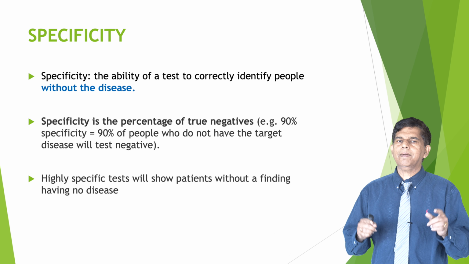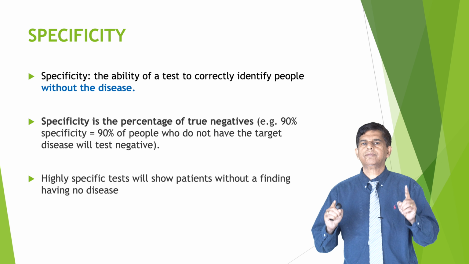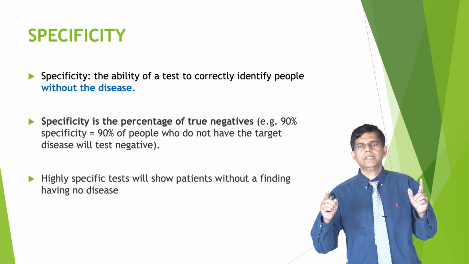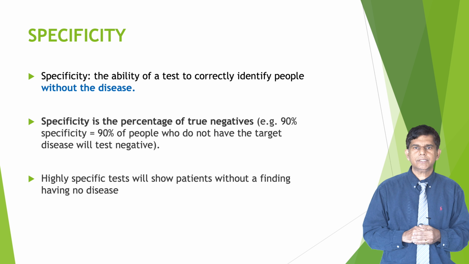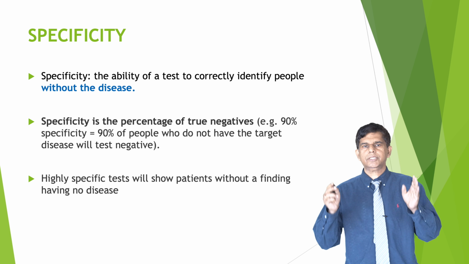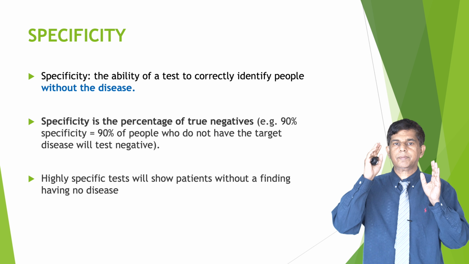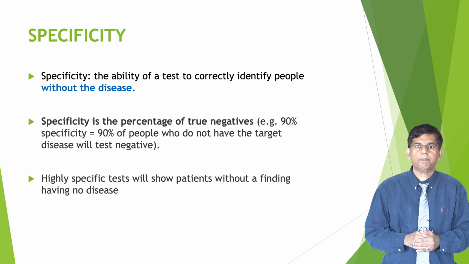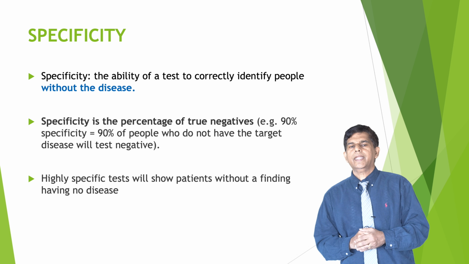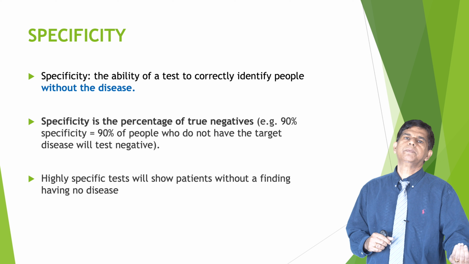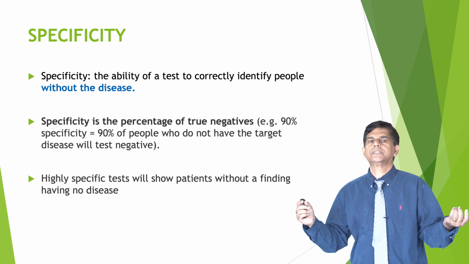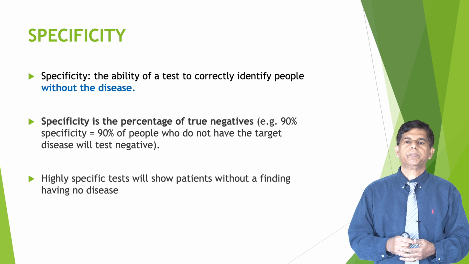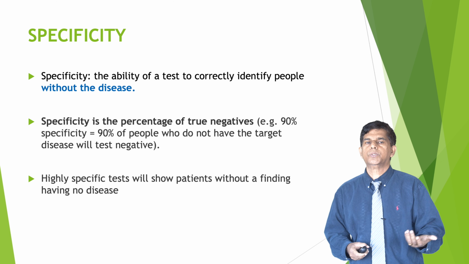What is the definition? It is the ability of the test to correctly identify people without the disease. So specificity is the percentage of true negatives. Let's say it's a highly specific test and you order it. If that test is positive, most likely that person has the disease. That's the way I look at it. So specificity is the percentage of true negatives. 90% specificity means 90% of the people who do not have the target disease will test negative, and a highly specific test will show patients without the finding as having no disease.